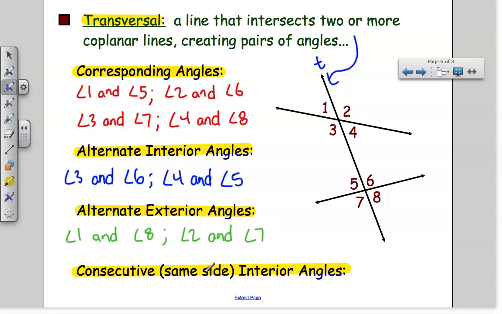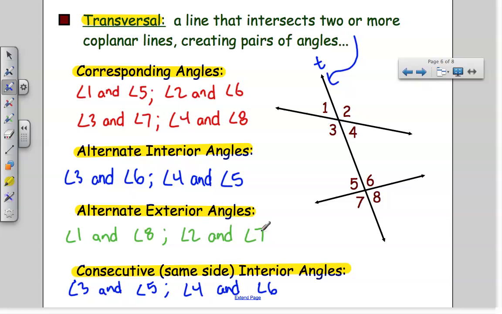But I want to be on the same side of the transversal. So if I would pick angle 3 and I want to pick the other angle that's on the same side of the transversal, here's the transversal, which interior is on the same side of the transversal? Well, angle 3 and angle 5 would be consecutive interiors. And then I look at the transversal, I go to the other side, which would be over here, and I want the 2 interiors on that same side, which would be angle 4 and angle 6.